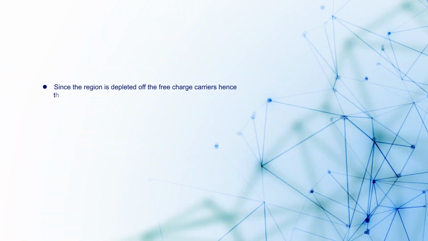Only negative charges are accumulated at the boundary of the p region, and the positive charges get accumulated near the n region. Since the region is depleted of free charge carriers, the region is called the depletion region or depletion layer. So, the word depletion came from here, since the free charges are depleted from the layer. In this way, the depletion region, or depletion layer, is formed.